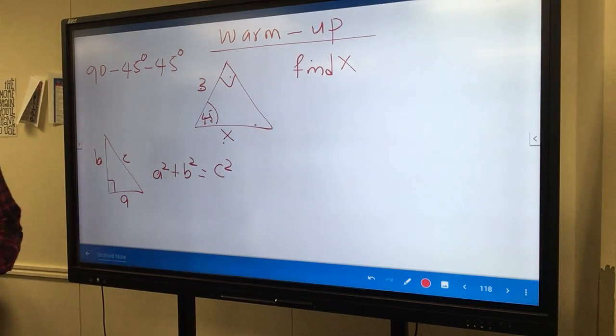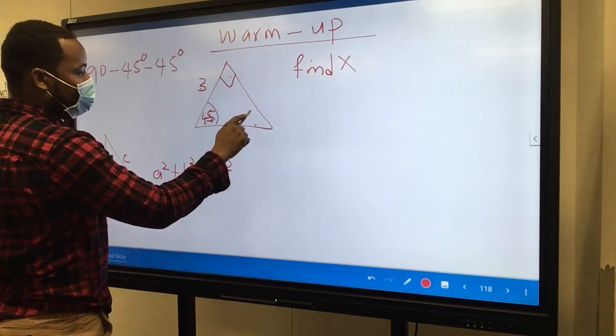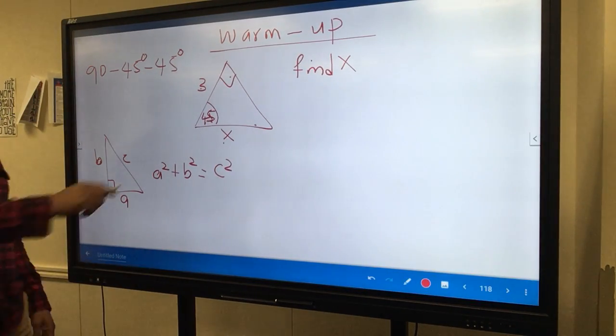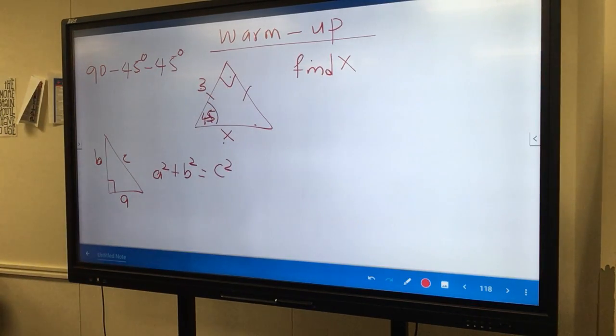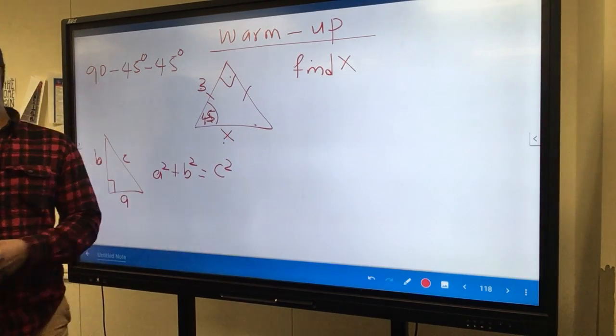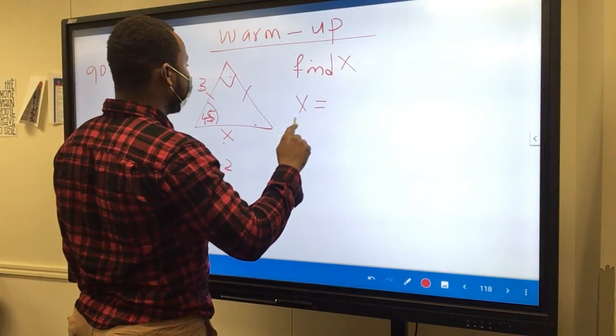Do you remember we did a 90, 45, 45 type of triangle yesterday? So what would X be equal to in this example? This is 45 and this will be 45 as well. What did we say? We have this length equal to that length. We did it yesterday. Times root 2. So X will be equal to what? This is 3, right? 3 root 2. Thank you.